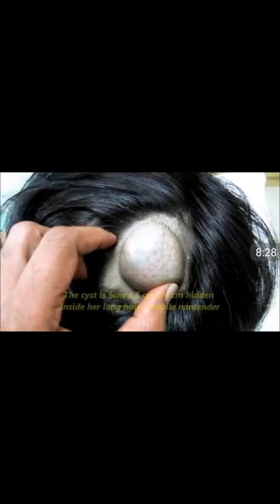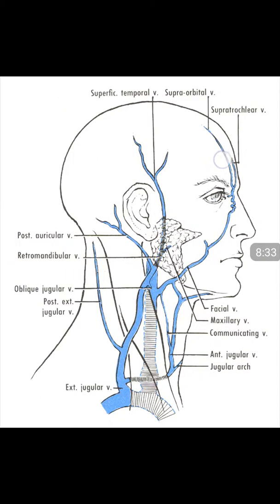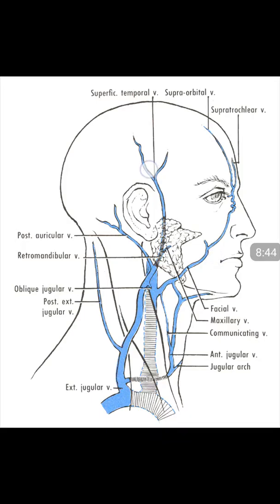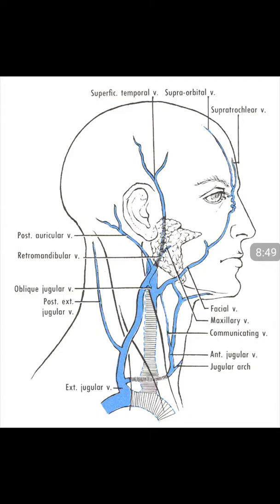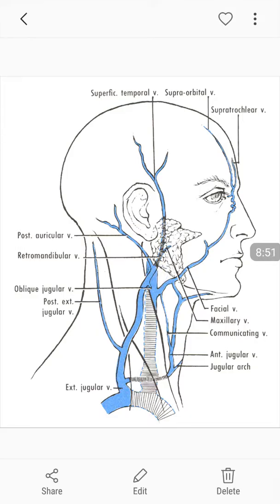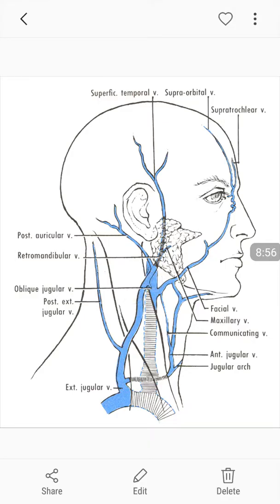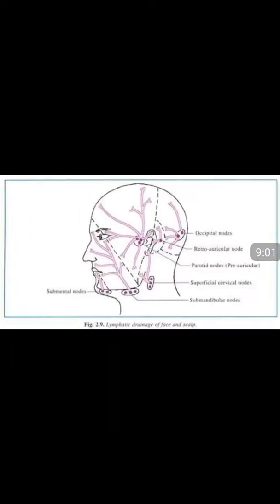Venous system is again supratrochlear and supraorbital veins, they unite to form the facial vein. And here this is the superficial temporal vein and posterior auricular vein, they actually join together to form the retromandibular vein. So names of the veins of the scalp are the same as the blood vessels.